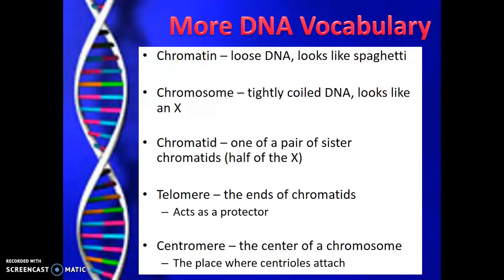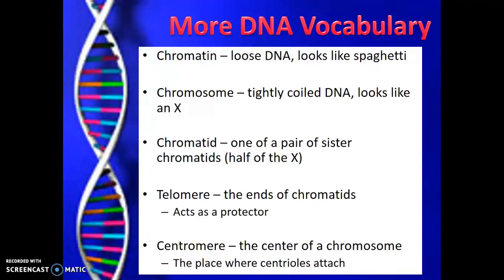Then you have a chromosome. When your cell gets ready to divide to make more cells, we've got to make sure the DNA gets divided correctly. So to do that, we've got to make it less messy. So it tightens up and tangles and wraps up on itself so that it's as small as it can be. And when it does, it takes on the shape of an X. And this is called a chromosome. A chromatid is 1/2 of the chromosome, so it's 1/2 of the X.